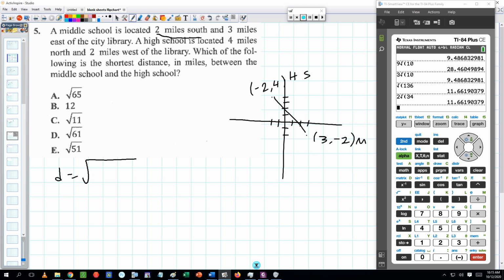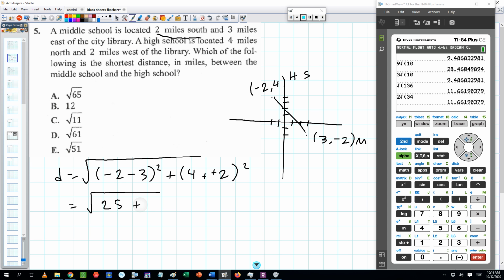Distance is equal to, subtract your x's, subtract your y's. -2 take away 3 is -5. -5 squared is 25. 4 take away -2 means we're going to be taking 4 and adding it to 2, which is 6. 6 squared is 36. 25 and 36, 61. Choice D.